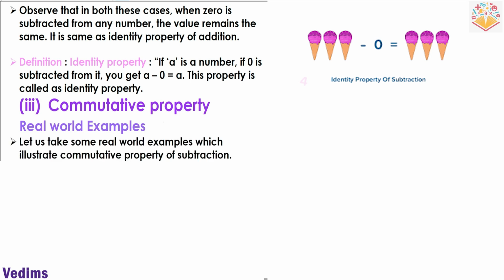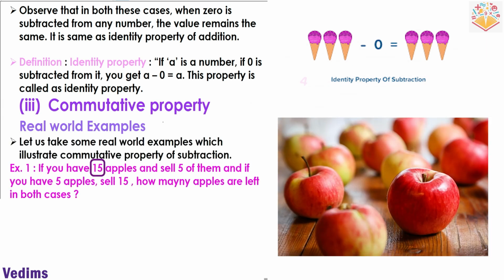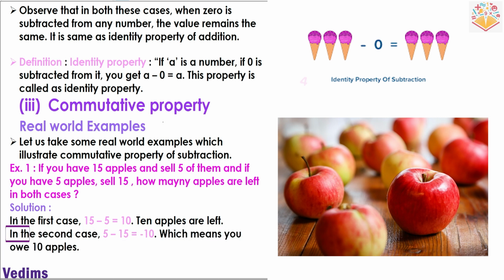As usual, we'll see some real world examples. Example 1. If you have 15 apples and sell 5 of them, and if you have 5 apples, sell 15, how many apples are left in both cases? Solution will be like this. In the first case, 15 minus 5 is equal to 10. 10 apples are left. In the second case, 5 minus 15 is minus 10, which means you owe 10 apples.